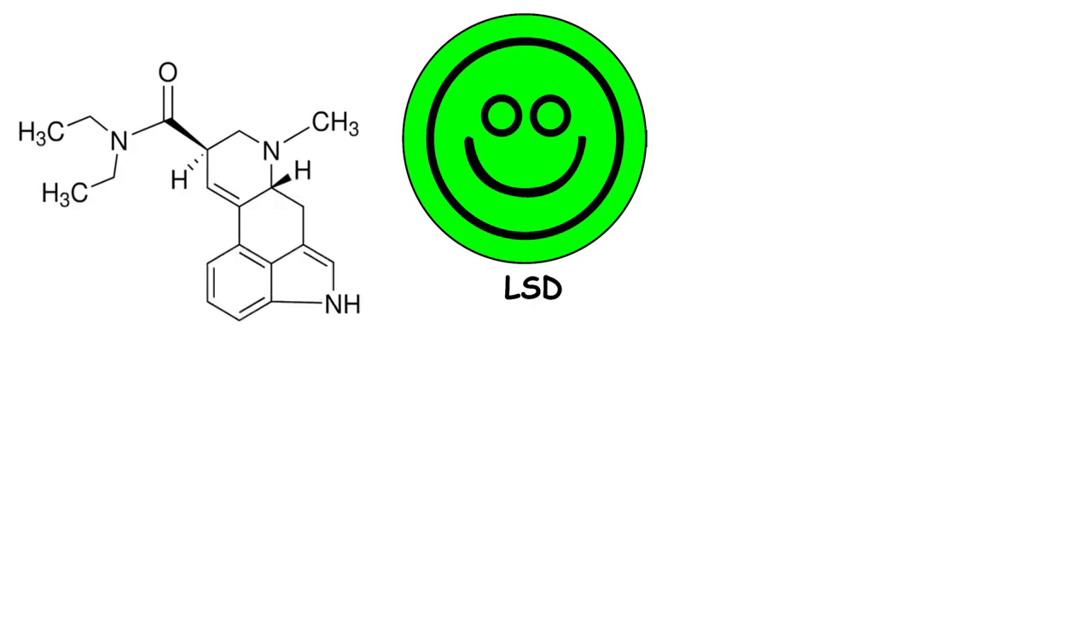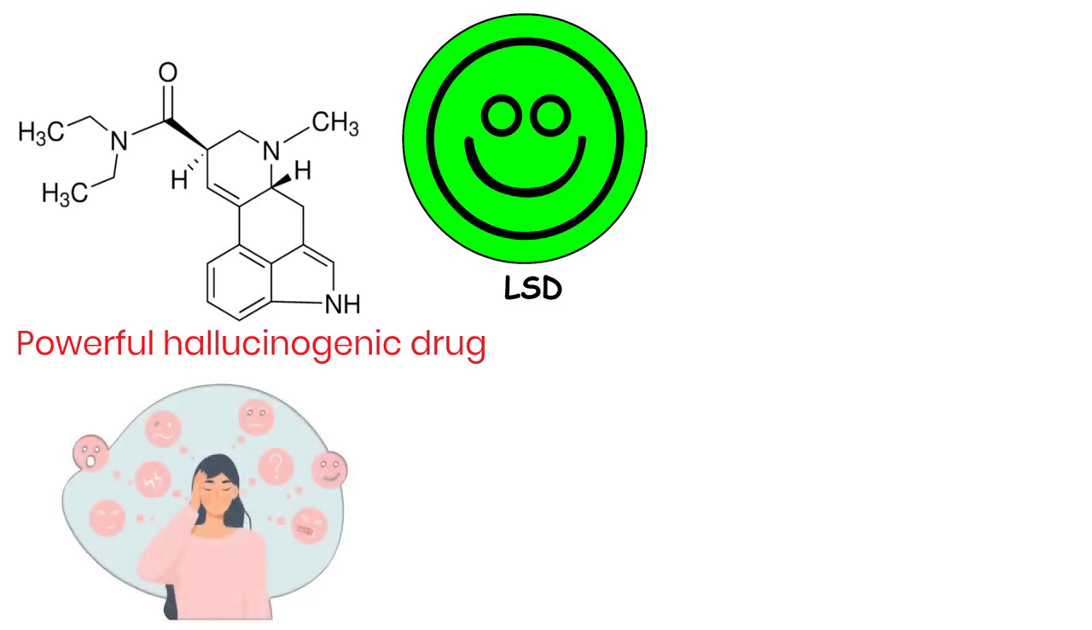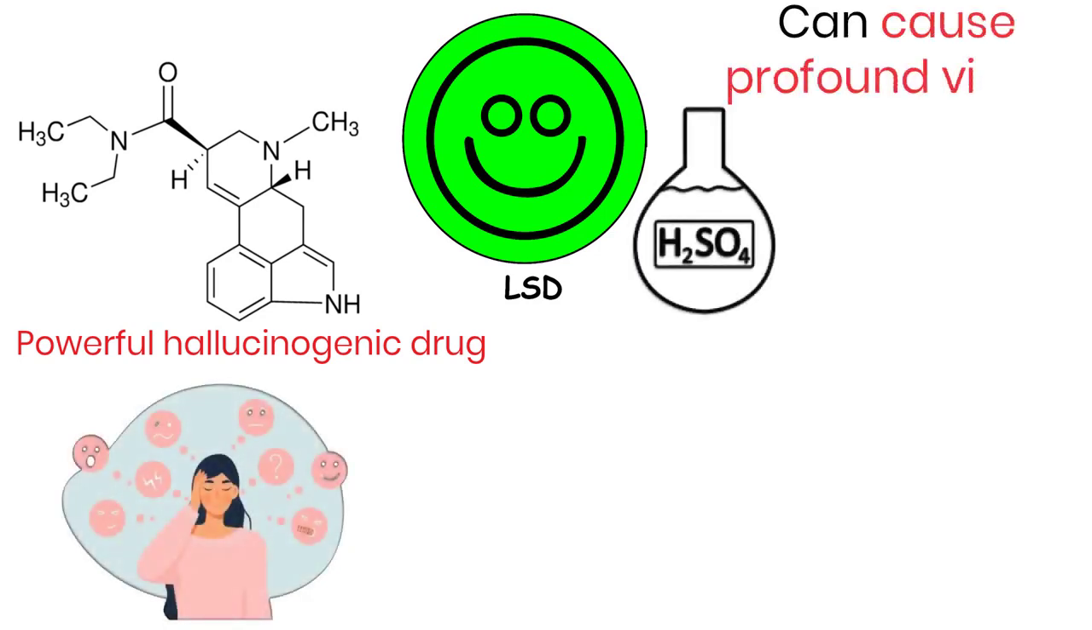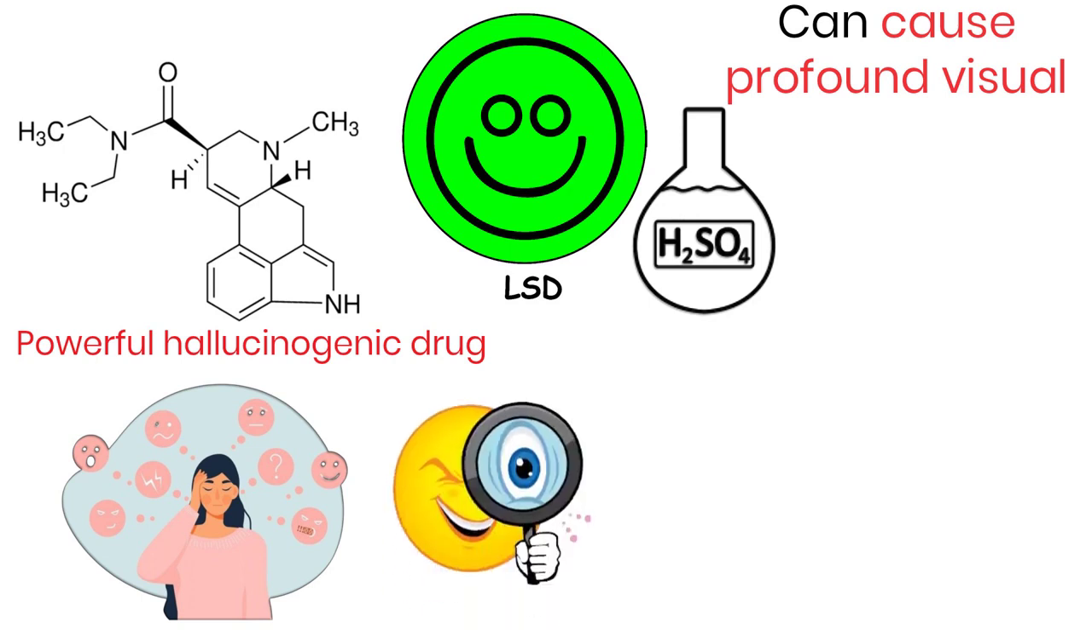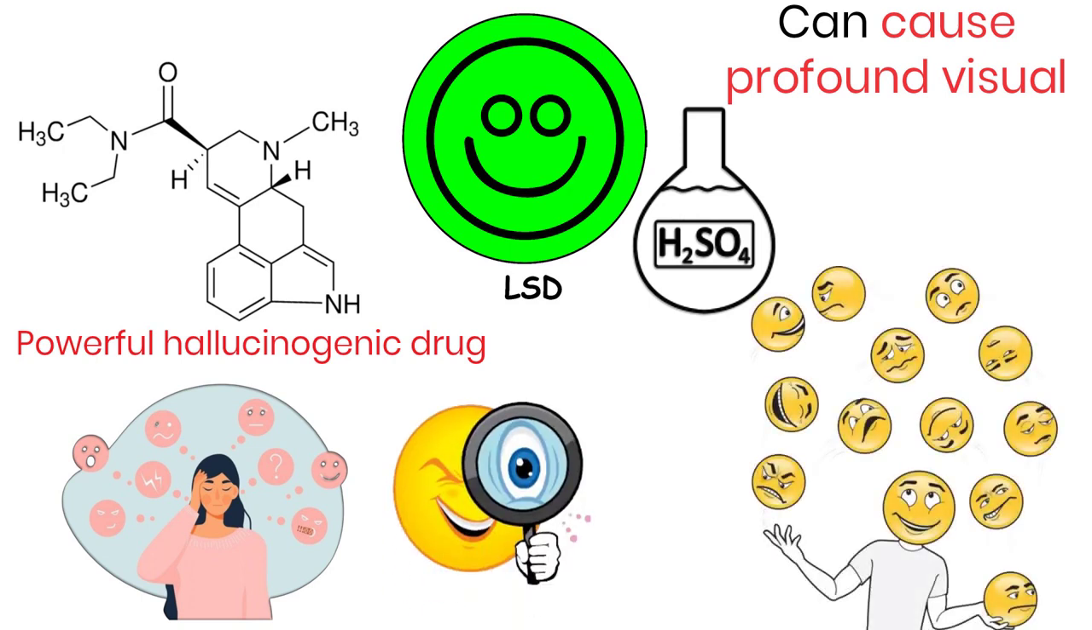LSD. LSD, or lysergic acid diethylamide, is a powerful hallucinogenic drug that alters perception and mood. It's commonly known as acid and can cause profound visual and auditory hallucinations, as well as shifts in consciousness and mood.